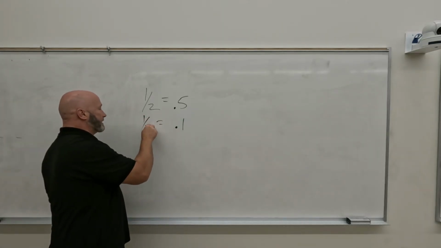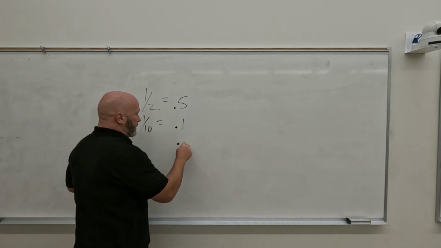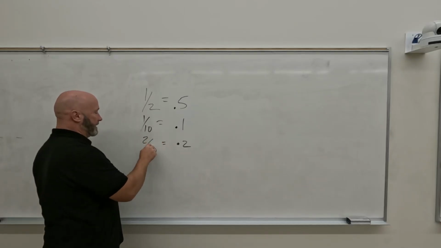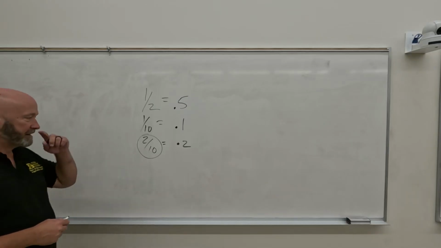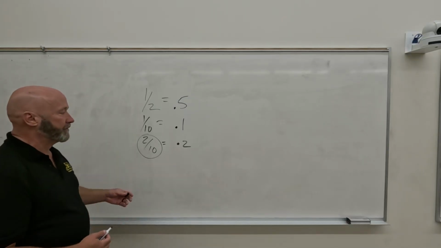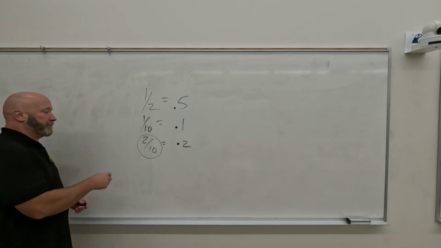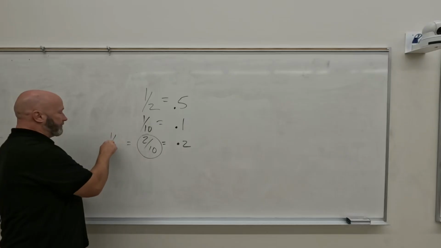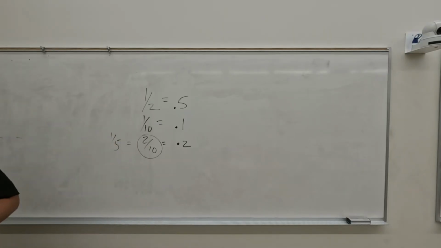So 1/10 equals 0.1. If we had 0.2, that would be the same as 2/10, but is that a proper fraction? No, it's not. To get to a proper fraction, you need to break it down to its smallest form. So you would divide that out and you would have 1/5. So all of those mean the same thing, right?